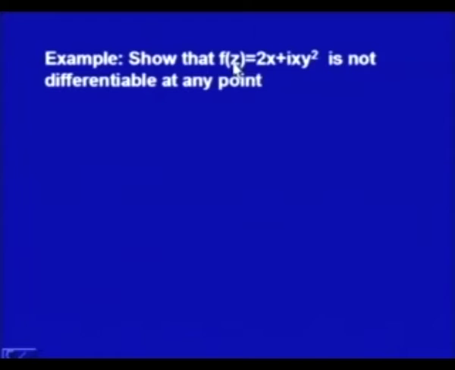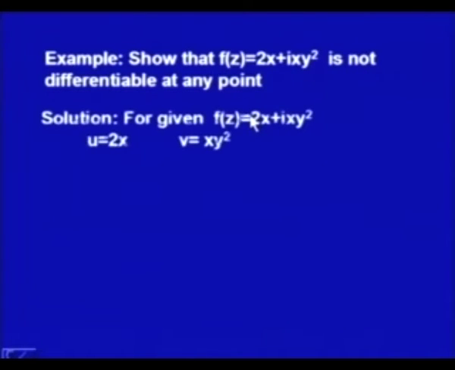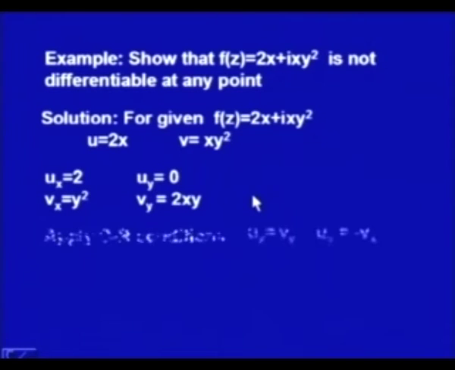If we have to show that this function is not differentiable at any point, we consider its real part u = 2x and v = xy². Then we apply the Cauchy-Riemann equations. Here u_x, the partial derivative of u with respect to x, is 2, and the partial derivative of u with respect to y is 0. The partial derivative of v with respect to x is y², and with respect to y is 2xy. One can notice that these CR equations will not be satisfied at any of the points.